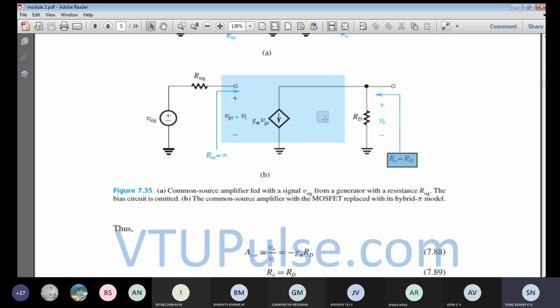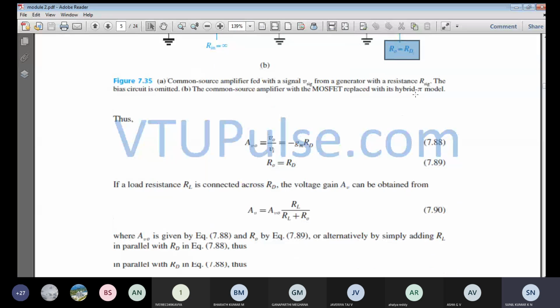But small r0 is going to have a very large value when compared to RD. So finally, if you consider the finite output resistance, whenever a higher resistance value is connected in parallel with a very small value resistance, then obviously the parallel combination of higher and smaller will yield the smaller resistance. So it will be nearly equal to the lower value resistance. So obviously the output resistance will be equal to RD. So in that case you are going to consider R0 equal to RD.